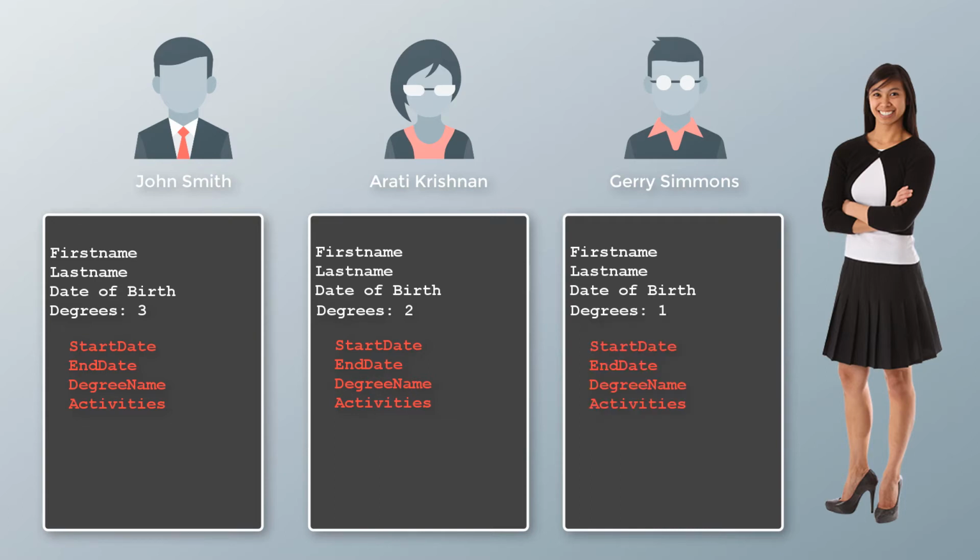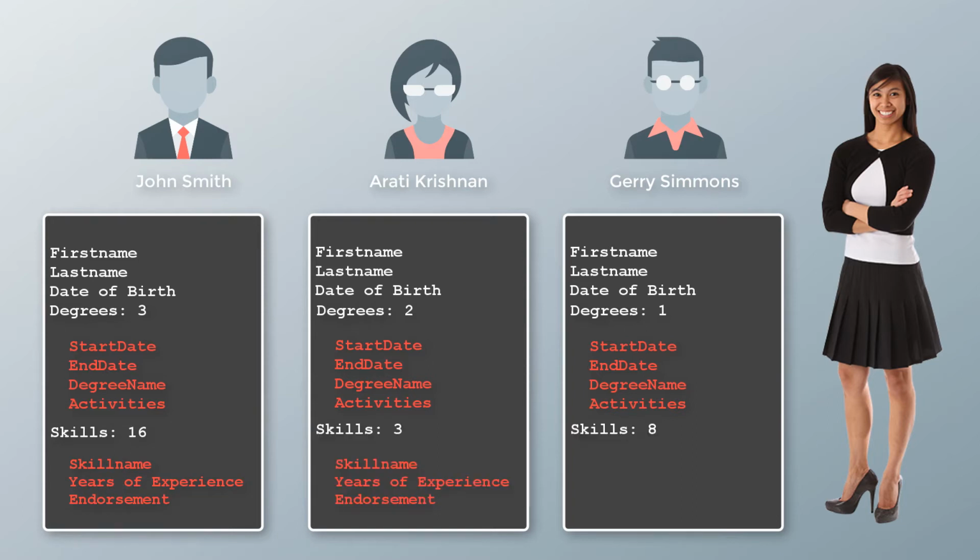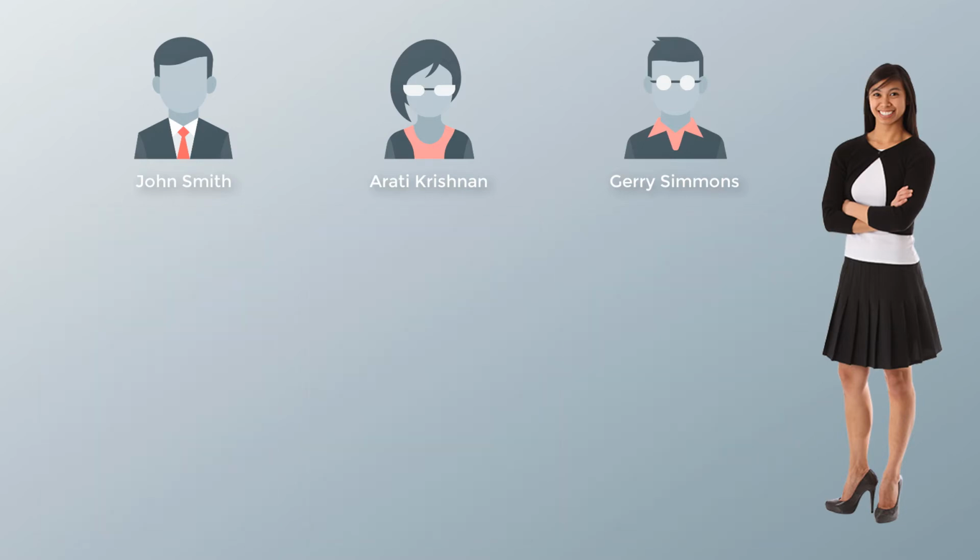Further, John Smith has around 16 skills with endorsement details, whereas Aarti has only 3 skill sets and Jerry Simmons has 8. In this kind of scenario, you see that Angela does not have a set schema and has user records with varying data. Therefore, modeling this kind of data in a conventional approach is very cumbersome and is hard to maintain.